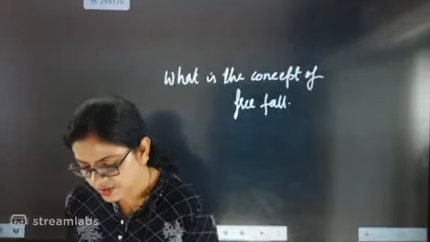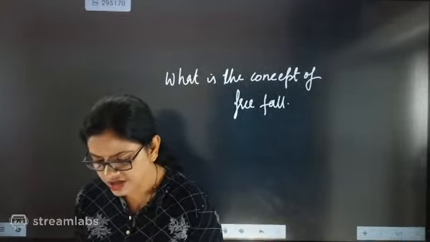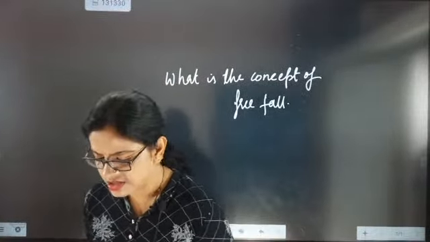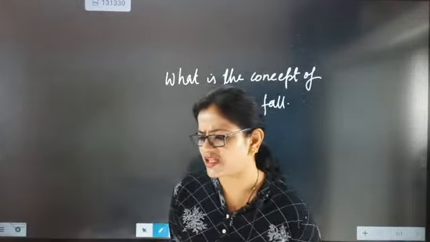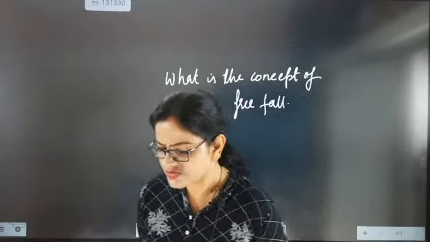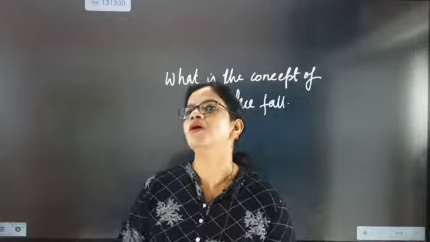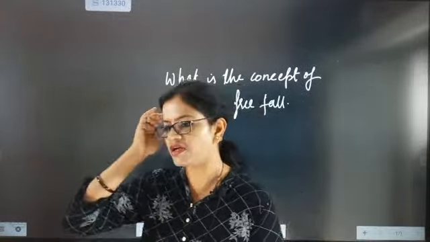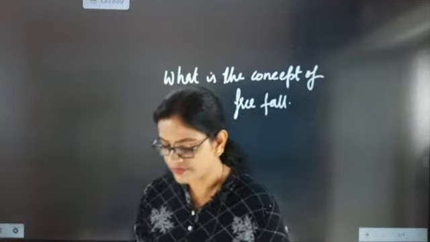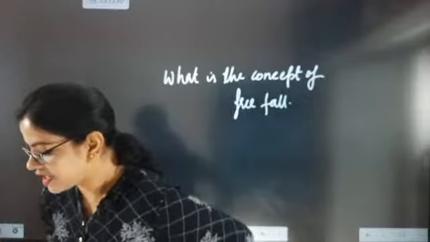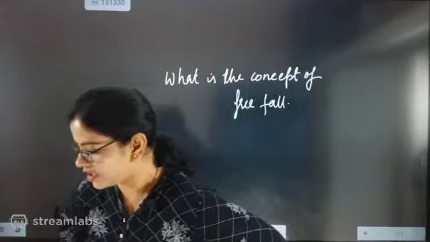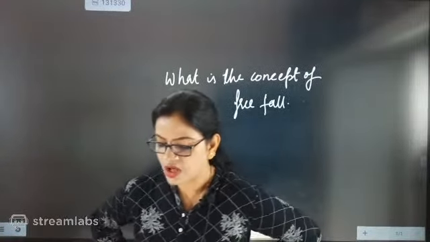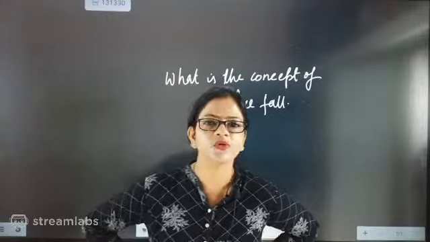Ashwin says when an object comes from a height and no force attracts it other than gravitation, that is the concept of free fall. Is it the answer for the concept of free fall? Means when an object is falling freely under the influence of gravitational force, and no other force is acting on it, then it is free fall. Exactly, a body falling towards the earth under the action of gravitational force alone gives us the concept of free fall.